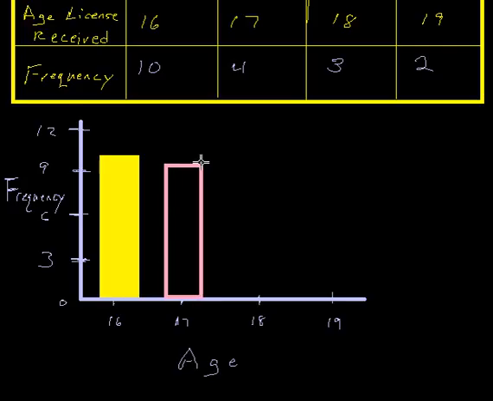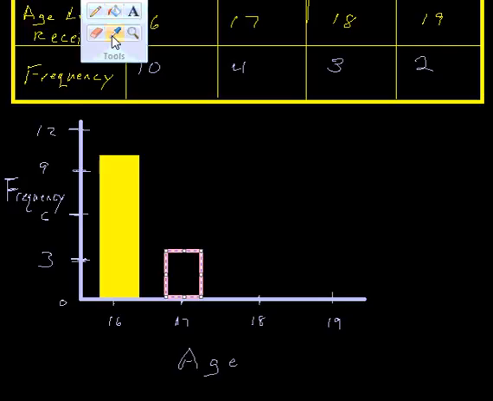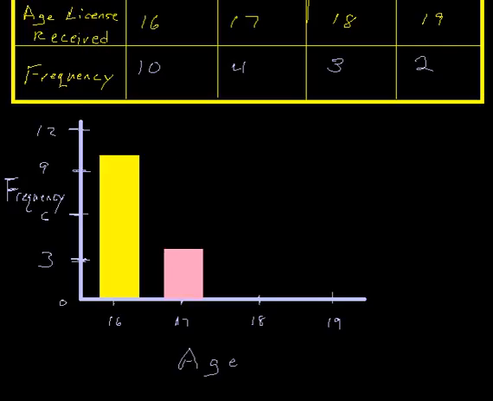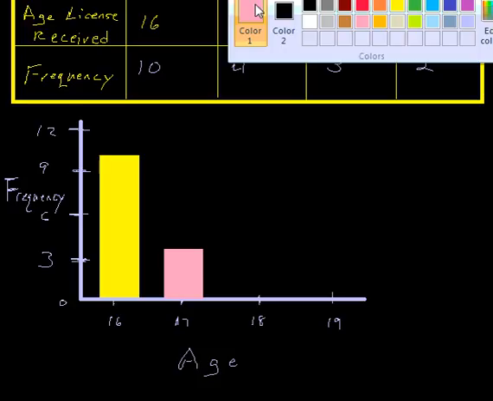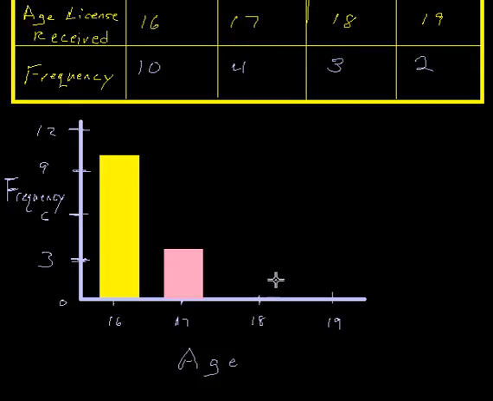Now, does that say that 4 people in the United States received their license? No, this was a randomly selected group. So within that group, only 4 people received their license at the age of 17. This next one occurred less, right at 3, which is easy to plot. And finally, moving on to another color and box, the last one occurred 2 times.